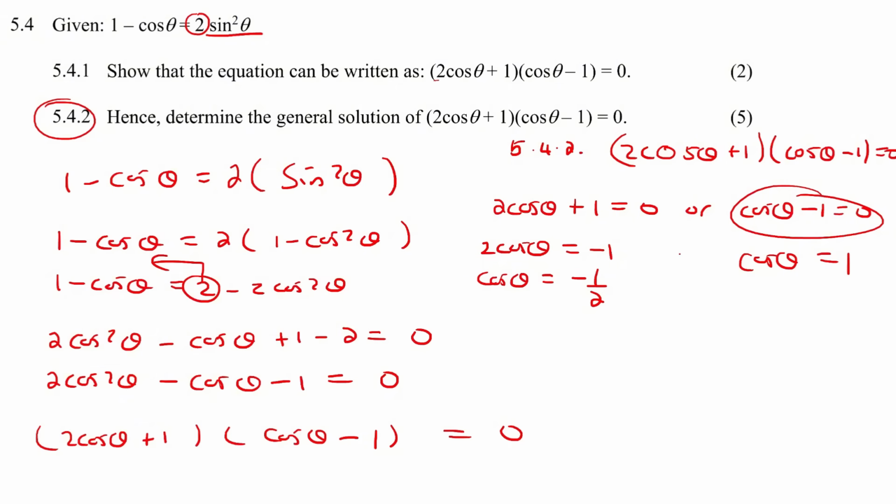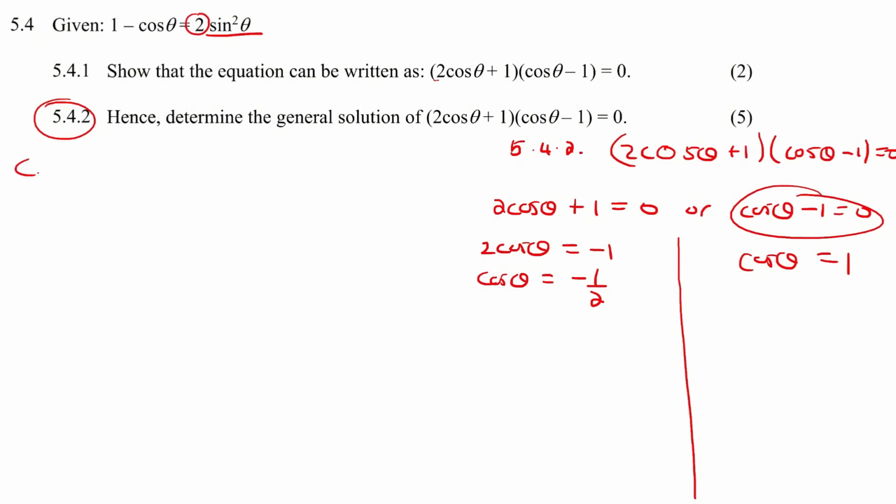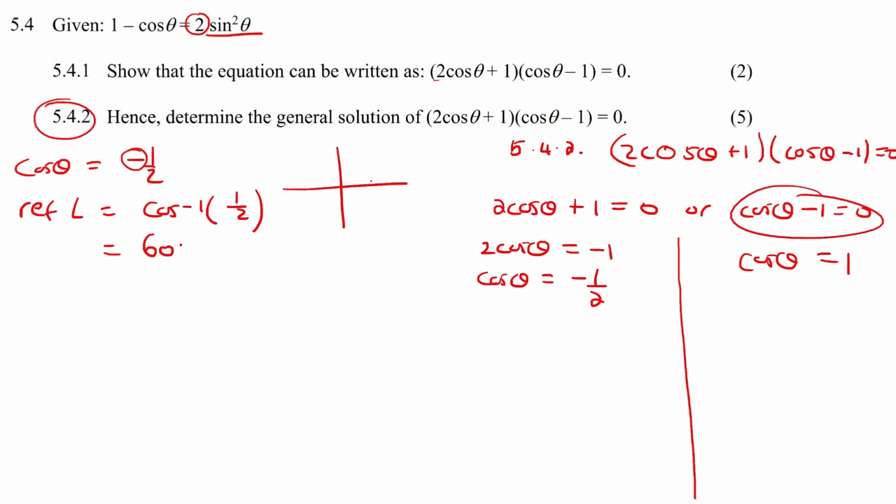Okay, so now we're going to do general solution. And so for this cos theta equals negative a half, we first need to get our reference angle. So the way we'll do that is we'll say shift sin of a half. I don't put the negative on the calculator. And we get 60 degrees. Then, because they're saying cos is negative, where is cos negative on the CAST diagram? Quadrant 2 and quadrant 3. So those are the two quadrants we're going to work in.